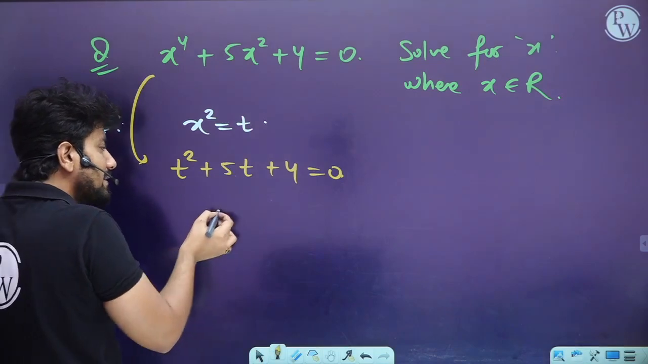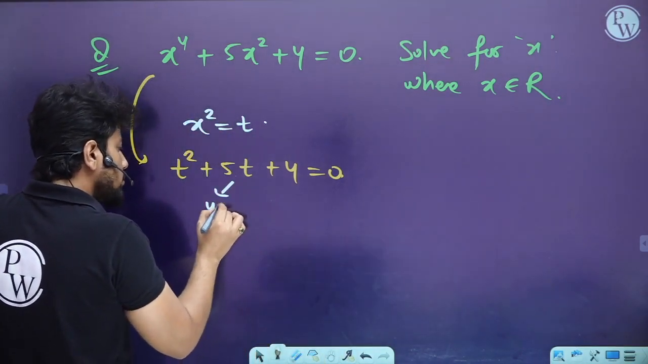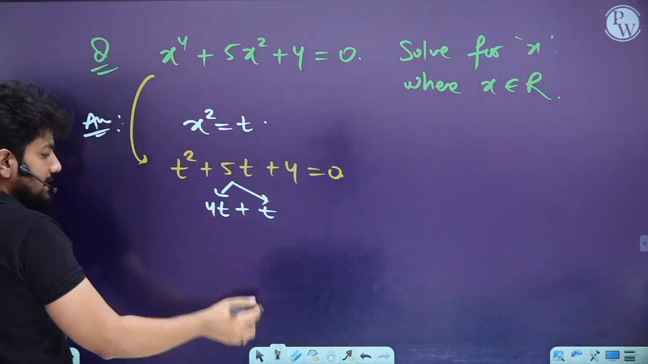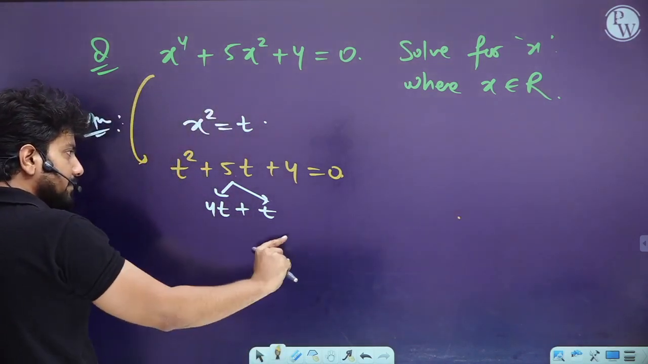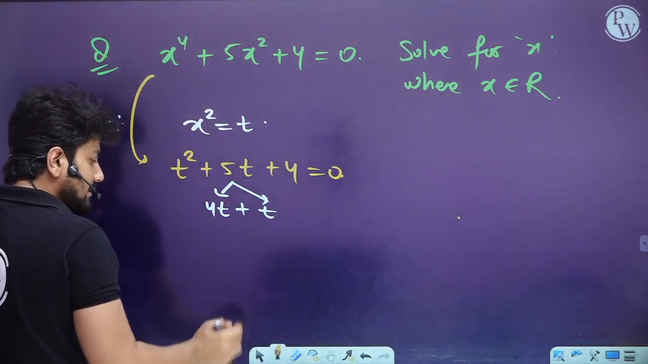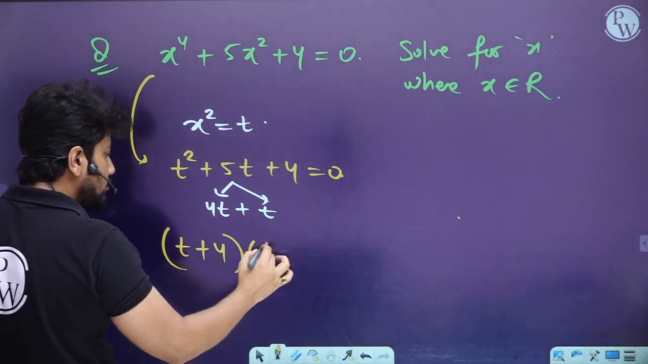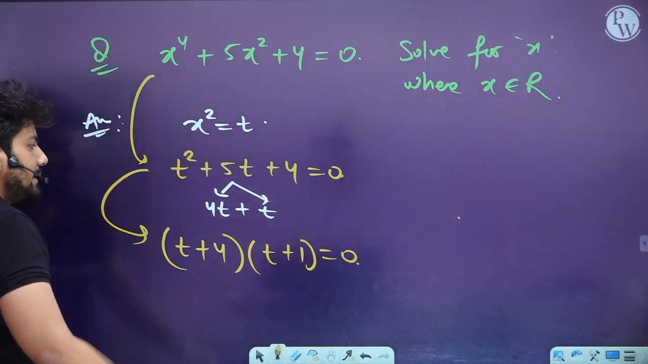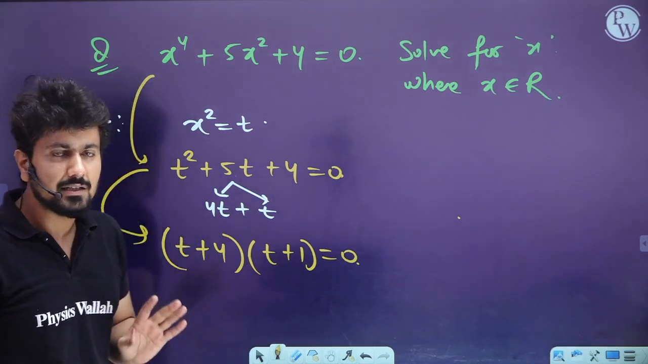Middle term splitting method. I'm going to break this 5t into two parts, 4t and t. I'm going to skip those steps and directly write the factors. I hope you have arrived at the factors. These are going to be the factors of this equation, right? Can you see this? t plus 4 multiplied by t plus 1 is equal to 0. These are the two factors.